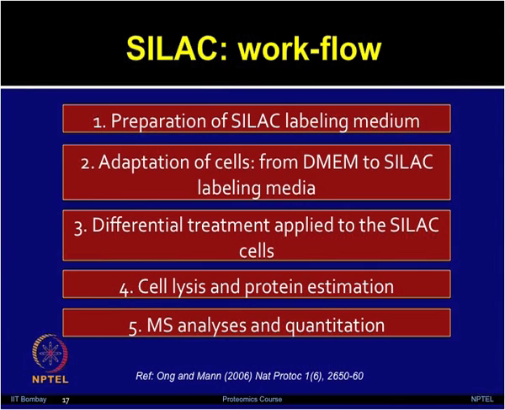So, let us have a look on the workflow for performing a SILAC experiment. First step is preparation of SILAC labeling medium. Second, adaptation of cells from the normal DMEM medium to SILAC labeling media. Third, the differential treatment application to the SILAC cells. Fourth, cell lysis and protein estimation. Fifth, MS analysis and quantification. So, let us look at the workflow stepwise.